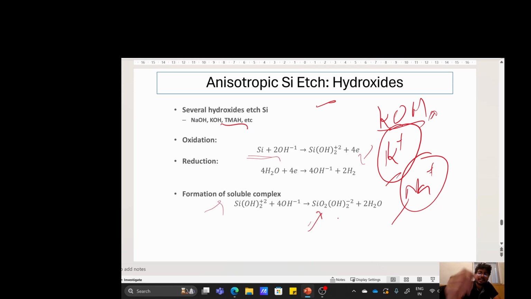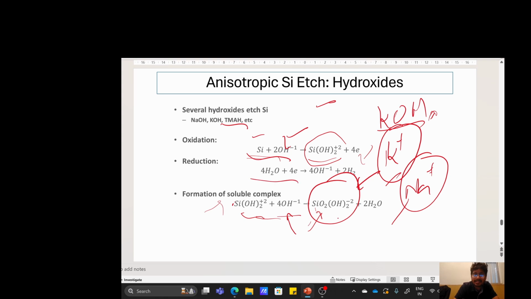They will form a complex, Si(OH)2 2+. This will react with OH minus, and the resulting complex is soluble in water. So oxidation is happening at the anode, and reduction is happening at the cathode. This will give you a soluble complex without the usage of any kind of HF. So you can use this.